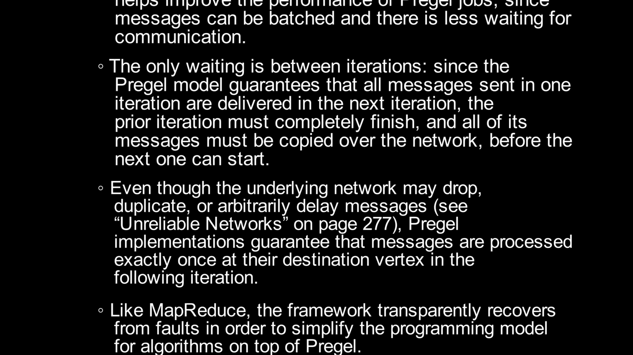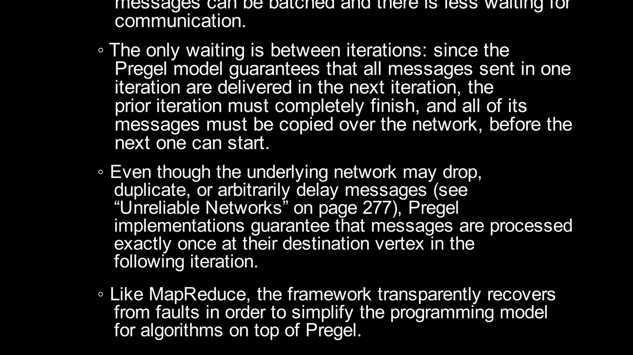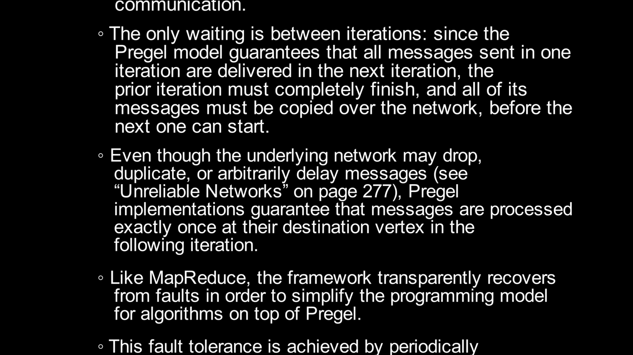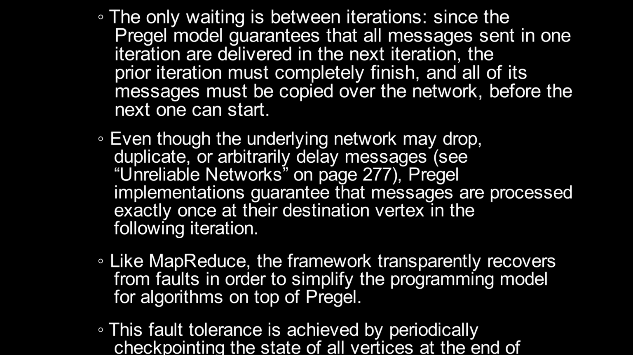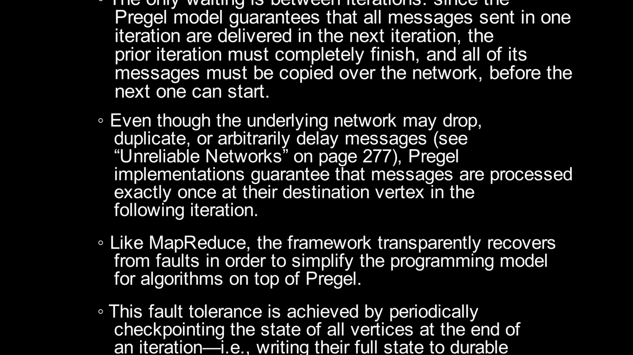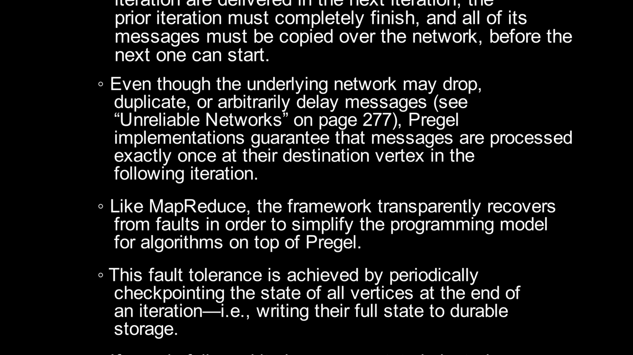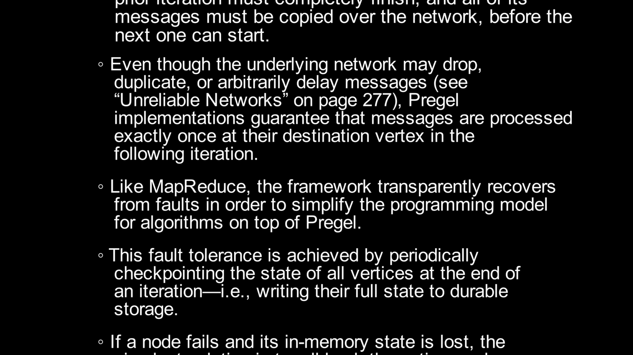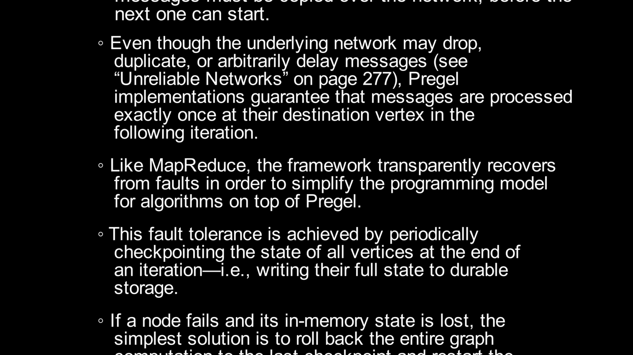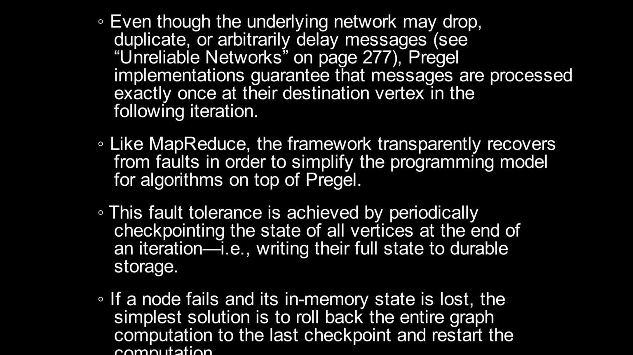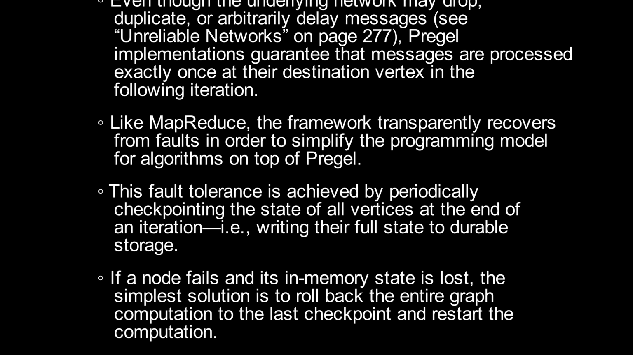Pregel implementations guarantee that messages are processed exactly once at their destination vertex in the following iteration. Like MapReduce, the framework transparently recovers from faults in order to simplify the programming model for algorithms on top of Pregel. This fault tolerance is achieved by periodically checkpointing the state of all vertices at the end of an iteration, i.e. writing their full state to durable storage.